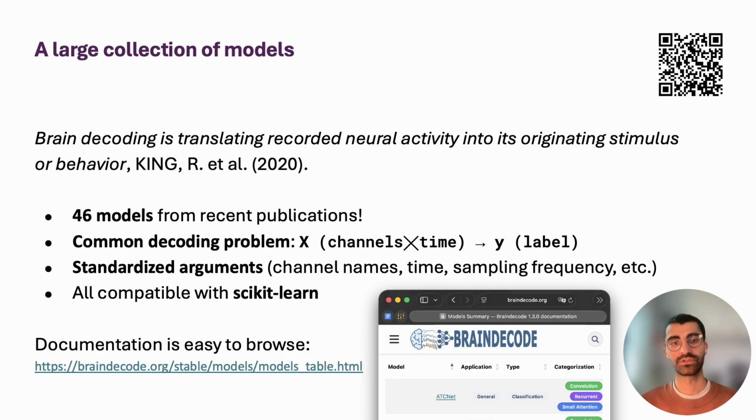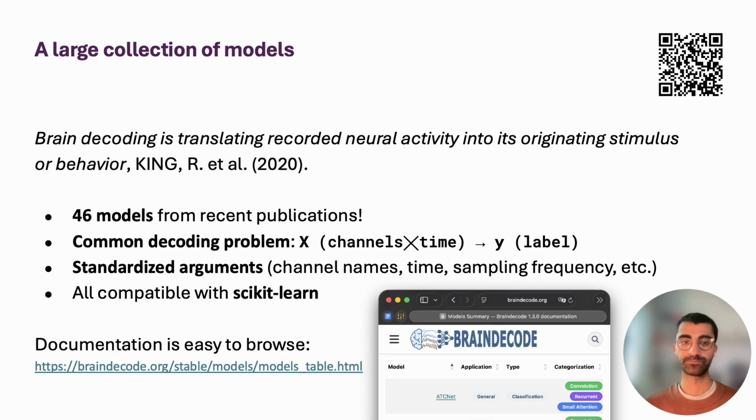So first, the models. In BrainDecode, we have a large collection of 46 models, all from recent publications. And all of these models are trying to solve the same problem, which is to decode the brain. Because of this assumption, we know that every model should receive an example X, which is a window of shape number of channels by number of time samples, and return a label Y. This is how decoding the brain is defined by Jean-Remy King.